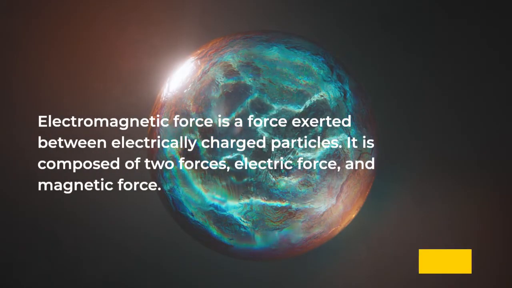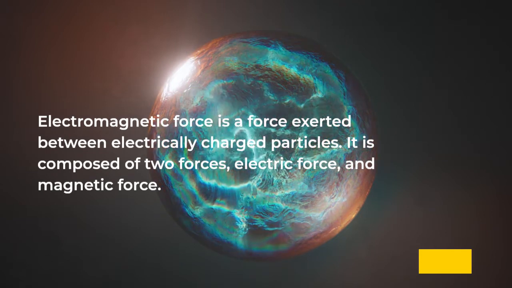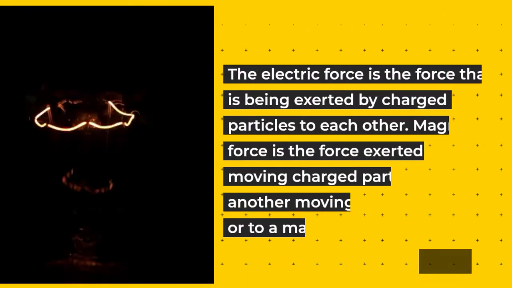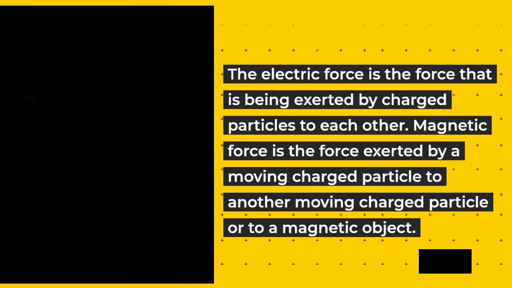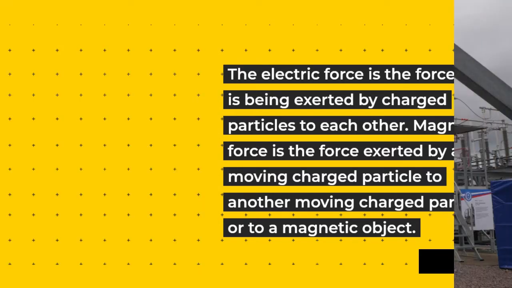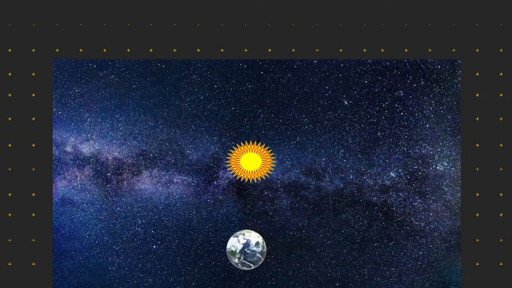Electromagnetic force is a force exerted between electrically charged particles. It is composed of 2 forces, electric force and magnetic force. The electric force is the force that is being exerted by charged particles to each other. Magnetic force is the force exerted by a moving charged particle to another moving charged particle or to a magnetic object. The electromagnetic force causes electric and magnetic forces on an object. It can be attractive or repulsive.